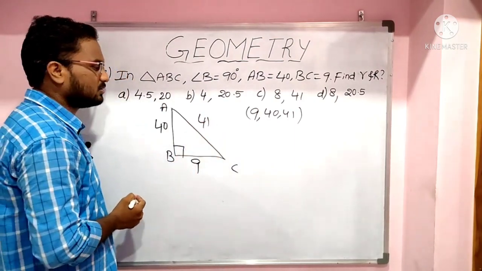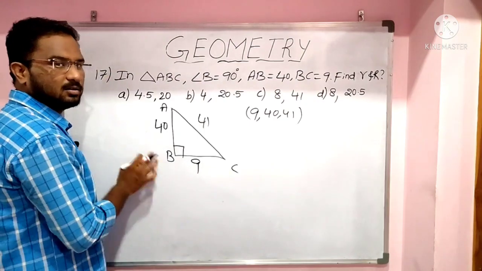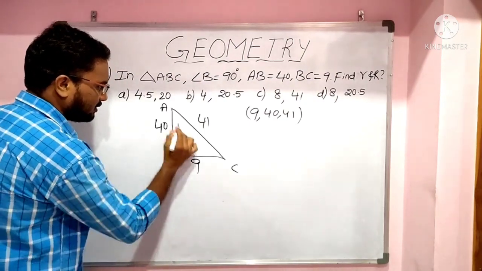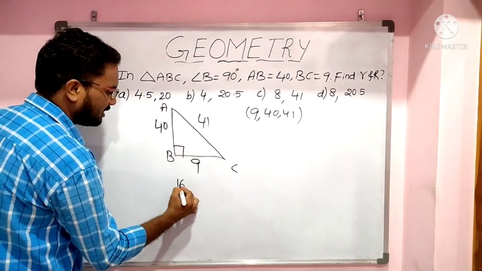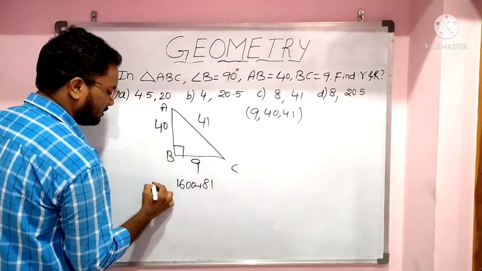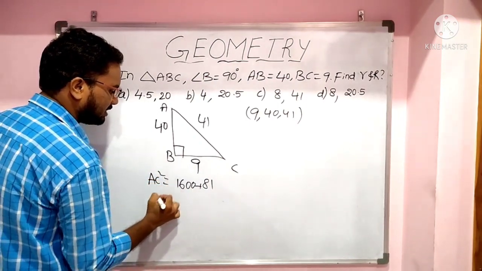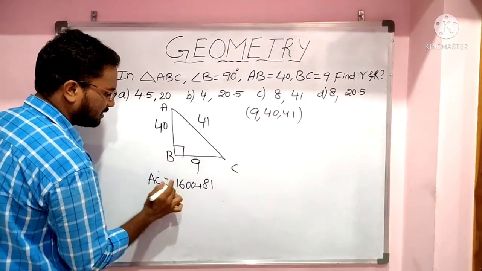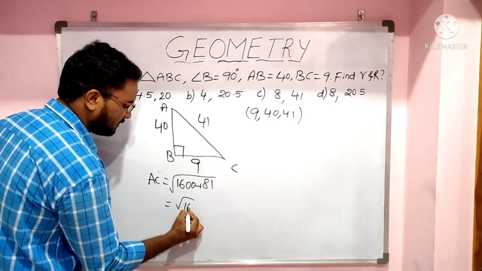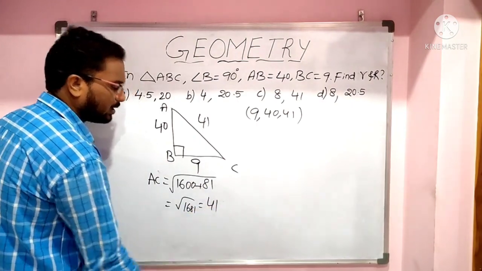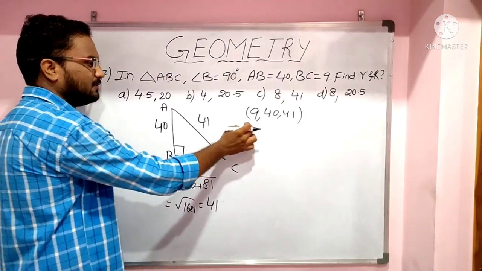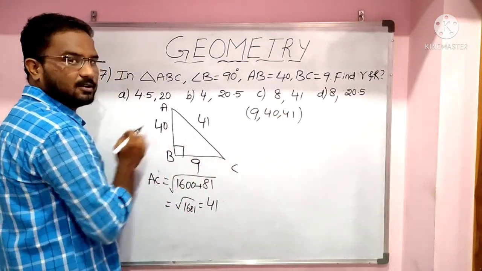If you don't know this triplet, then use Pythagoras theorem. AC square equal to 40 square, 1600, plus BC square, 9 square, 81. So AC square equal to 1600 plus 81. So AC equal to square root of 1681. Square root of 1681 is 41. So here Pythagoras triplet is 9, 40, 41. So this value is 41.